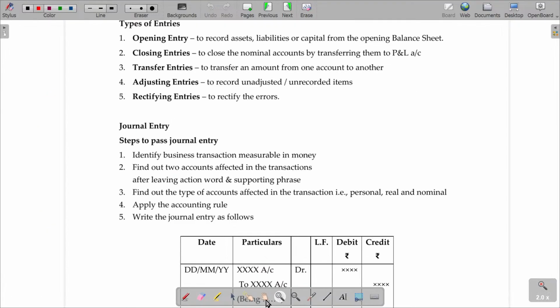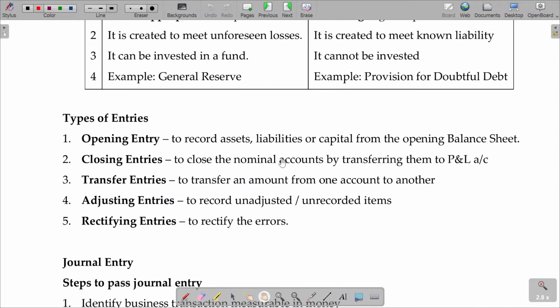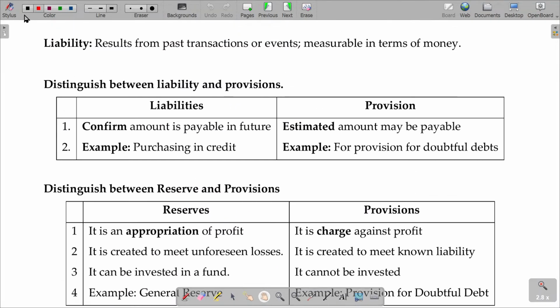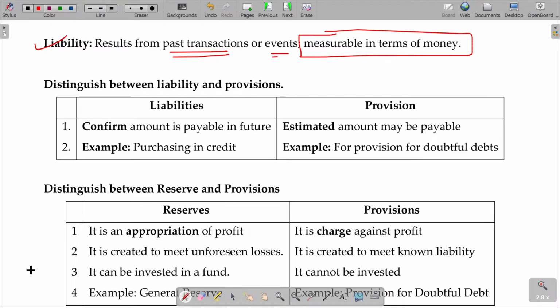Apart from that, you have to understand what is called a liability. It results from a past transaction or event, for which you have to make the payment in a later period, and that too is measurable in terms of money. I purchased goods on credit. It's a transaction that happened sometime earlier. For that, I have to pay money to some third party. He is called a creditor. That payment is also measurable, 1,000 or 2,000 rupees. That is called a liability. You have to understand the difference between liabilities and provisions.